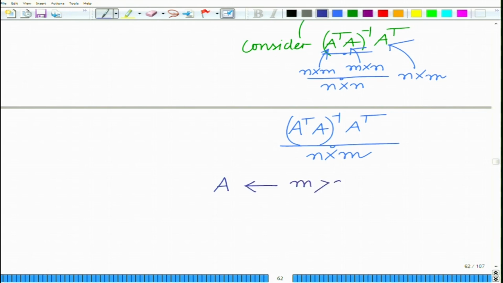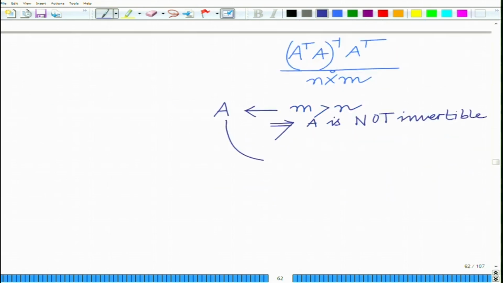For m greater than n, A is a non square matrix, which implies that A is not invertible. We are considering a scenario in which m is greater than n, which means the number of rows is much greater than the number of columns. So A looks like this. This is also known as a tall matrix, that is, the number of rows is much larger than the number of columns.